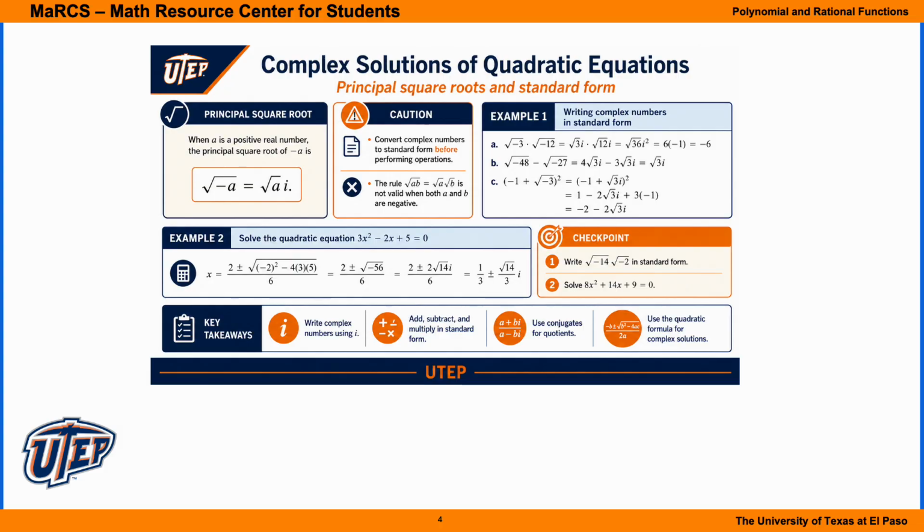Now the square root of negative 56 is equal to the square root of 56 times i. And 56 is divisible by 4, so we can rewrite that as the square root of 4 times the square root of 14. So the square root of 4 is equal to 2. Now we're left with 2 plus or minus 2 times the square root of 14 times i, divided by 6. Now we can simplify and factor out a 2, and we're left with 1 plus or minus the square root of 14i, divided by 3.